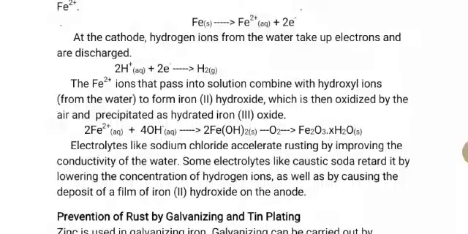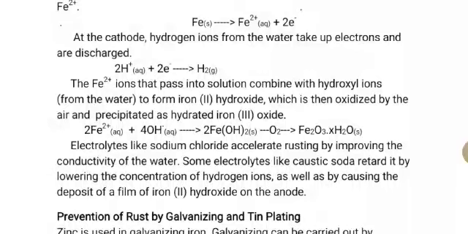The Fe2+ ions that pass into solution combine with hydroxyl ions from the water to form iron 2 hydroxide, which is then oxidized by the air and precipitated as hydrated iron 3 oxide. 2Fe2+ plus 4OH- gives 2Fe(OH)2. 2Fe(OH)2 is now oxidized by atmospheric oxygen to give Fe2O3.xH2O solid, which is the rusting of iron.